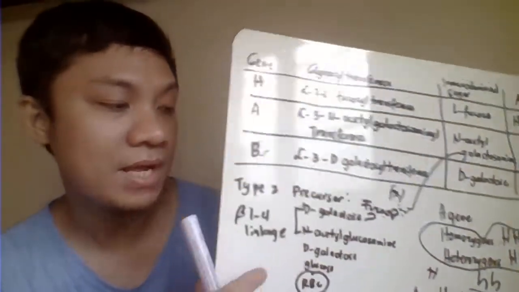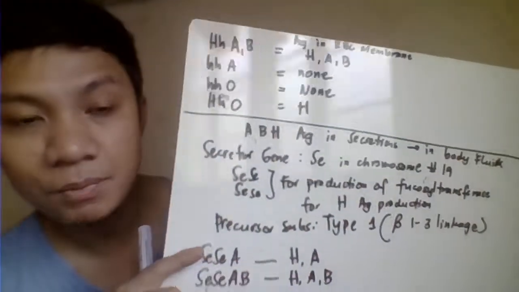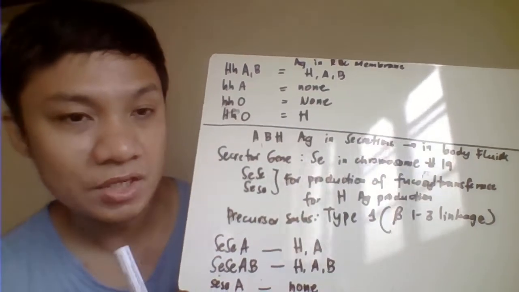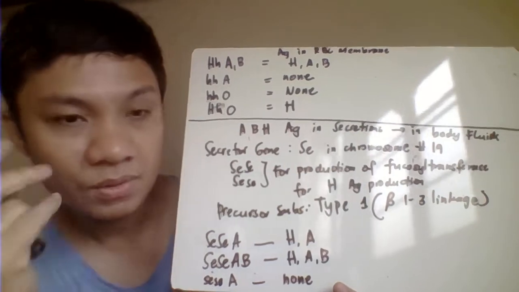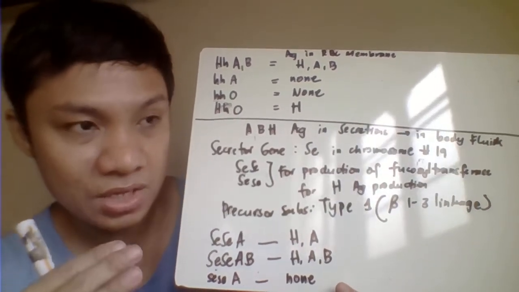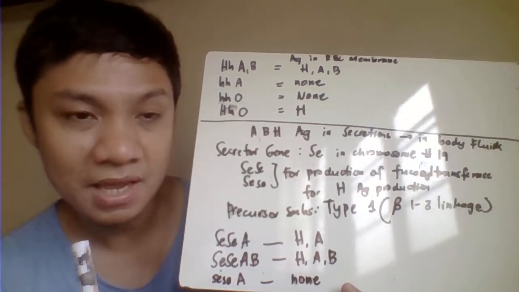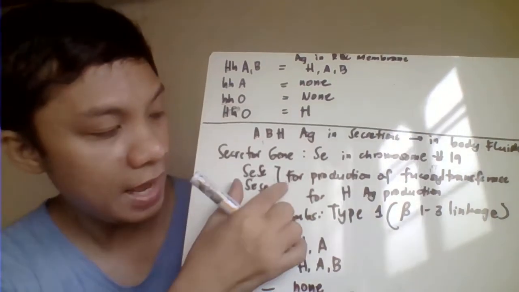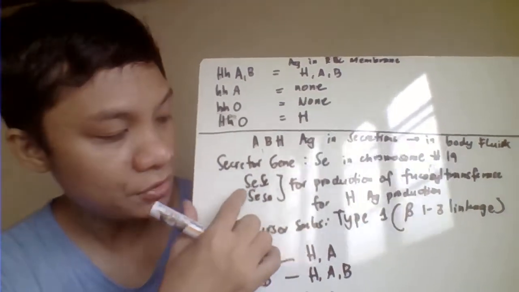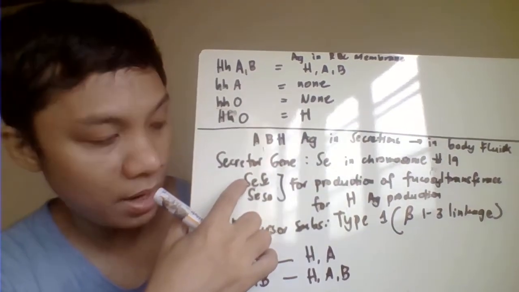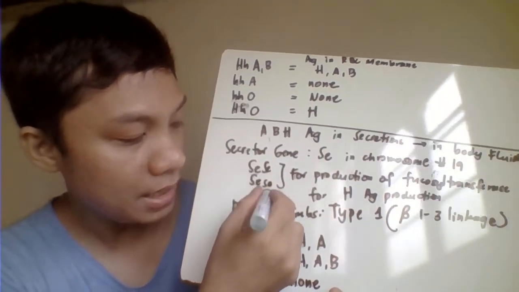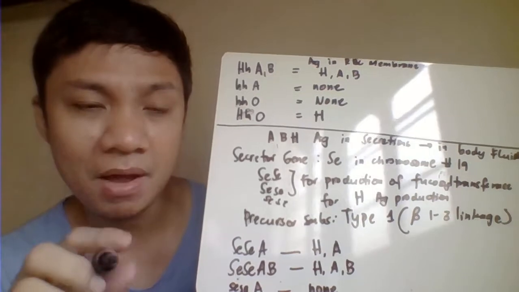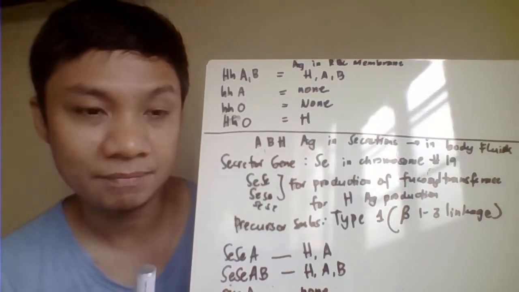Pero, the production of your H antigen in your secretion is under the influence of your secretory gene. So, para makapag-produce ka ng H antigen in your secretion, kailangan mo ng secretory gene. And you should be heterozygous for this one or homozygous for that. And not yung dalawang maliit. Pag dalawang maliit, hindi ka makapag-produce ulit ng H antigen.